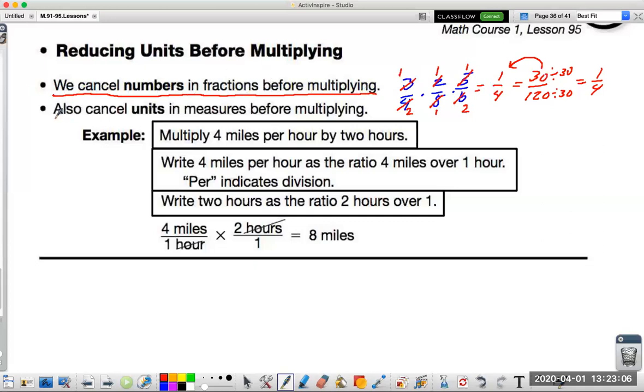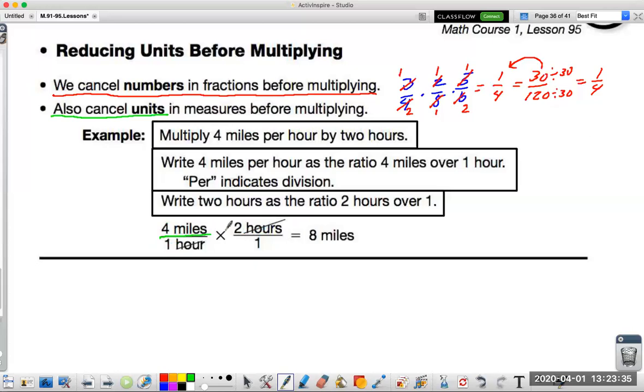You can also cancel units. That's the thing that you're going to do today for most of the problems. You can also cancel units in measures before you multiply. So if you were to multiply 4 miles per hour by 2 hours, the per is this line here. This is 4 miles per hour times 2 hours.